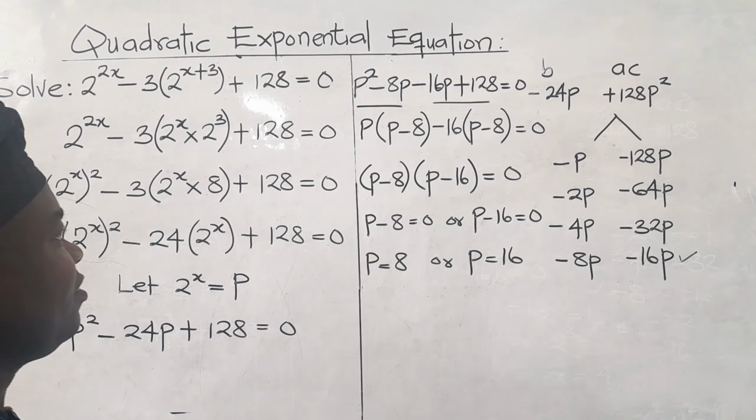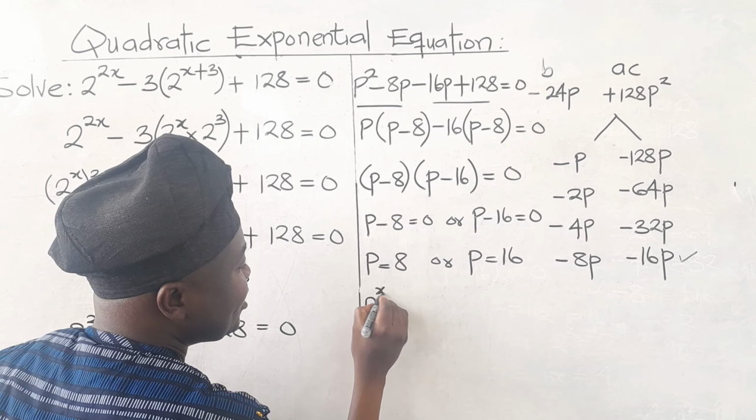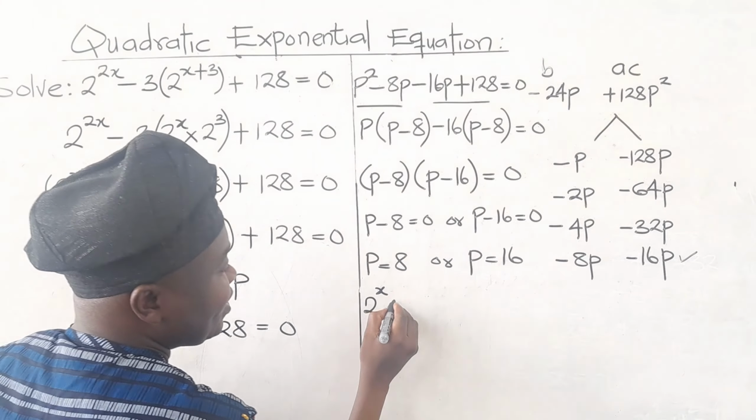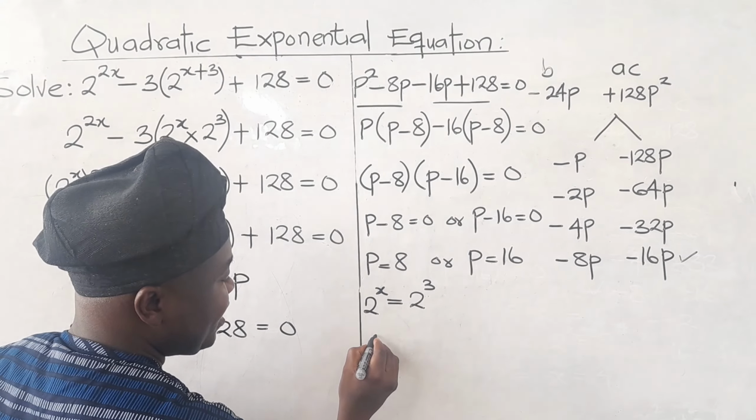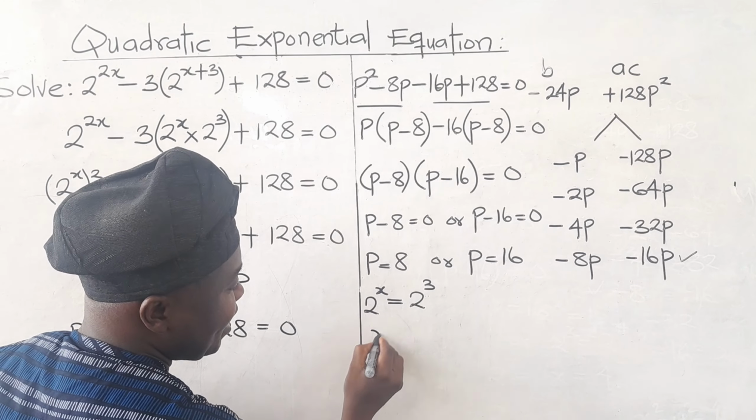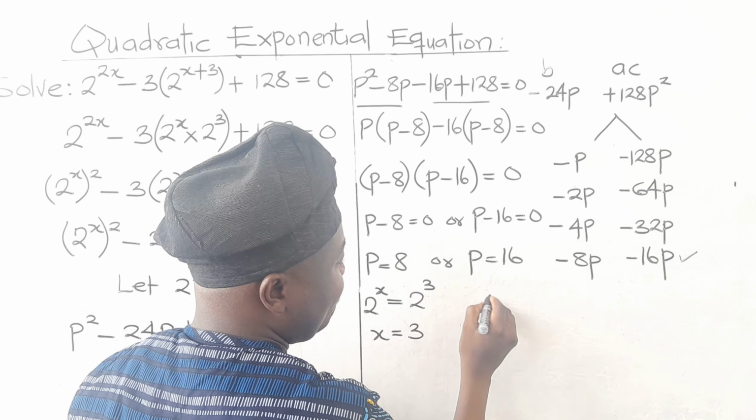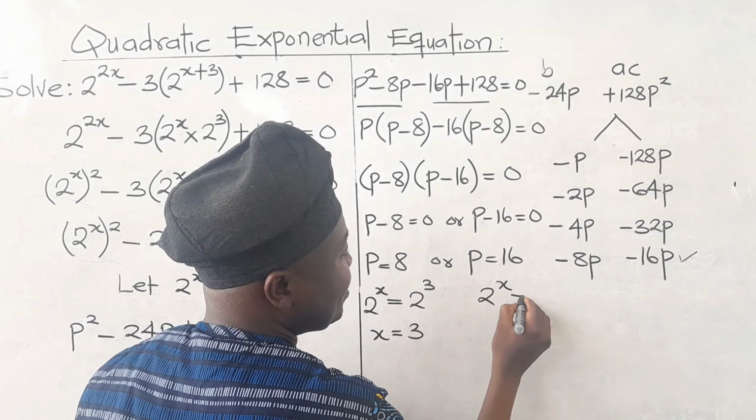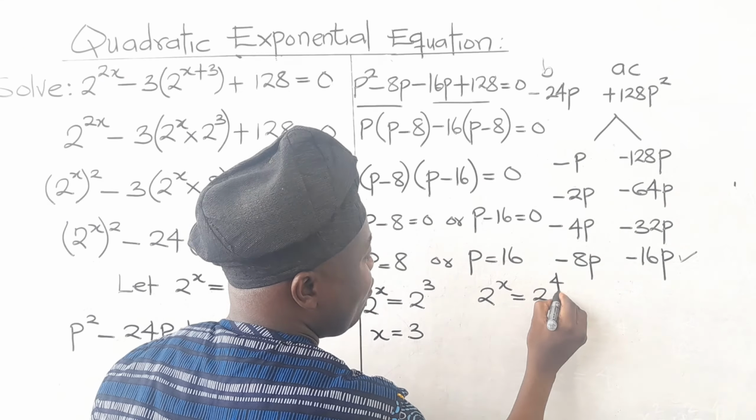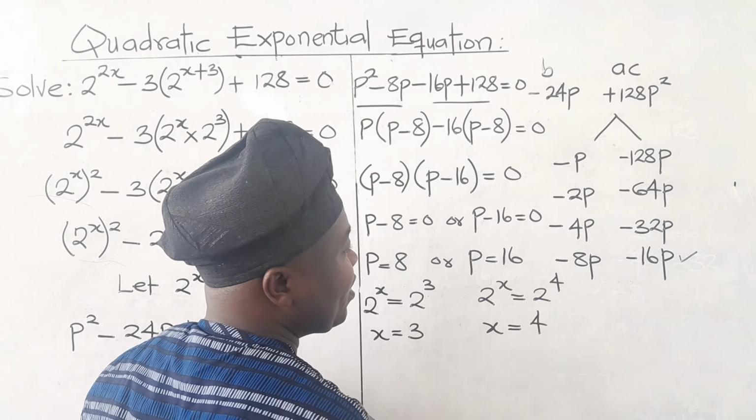So now let's see. When p is equal to 8, we know that 2 raised to power x, because p is also 2 raised to power x, equals 8, which is the same as 2 raised to power 3. Equating the powers, x is equal to 3. The same thing happens here. You have 2 to the power x equals 2 to the power 4. It makes x equal to 4 if you equate powers.